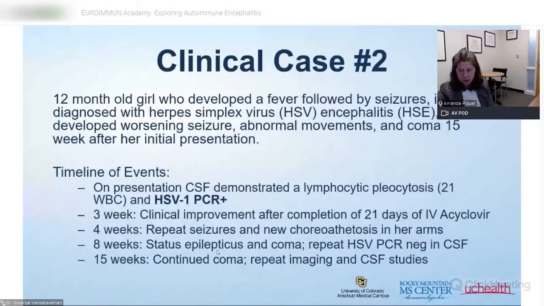The HSV PCR was now negative, and she continued to have ongoing seizures and poor neurologic function by 15 weeks, at which point she was transferred to our facility and repeat imaging and CSF studies were done.